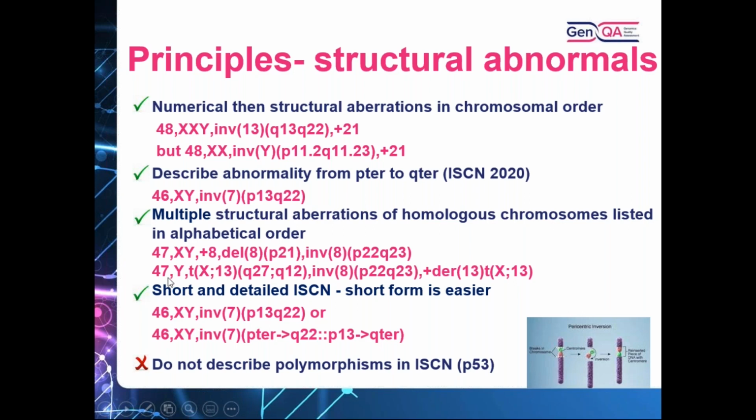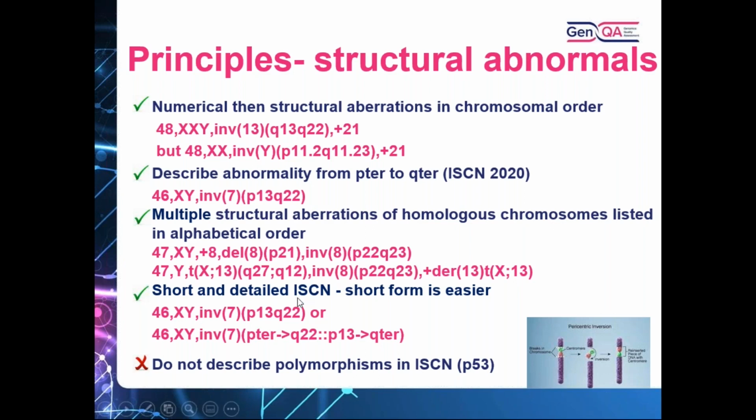And in this particular example, I have put a rearrangement involving the sex chromosome. And because it's abnormal, it goes after the normal Y. So you've got 47, Y, t(X;13). Then you've got your inversion 8, and then it's plus, because this is an additional chromosome, a der(13) from the t(X;13). And you don't have to repeat the breakpoints because it's the same rearrangement as described here. You can, but you don't have to.